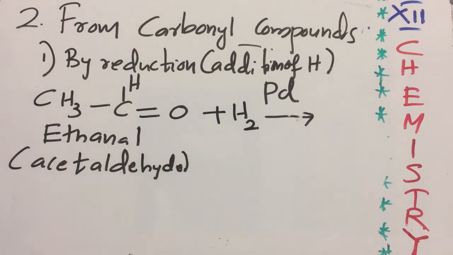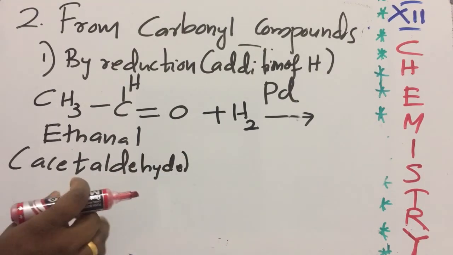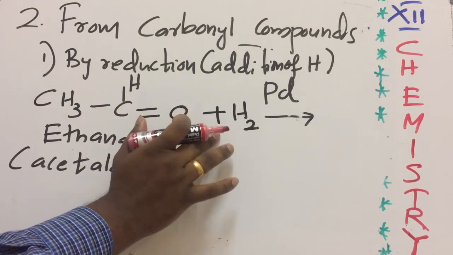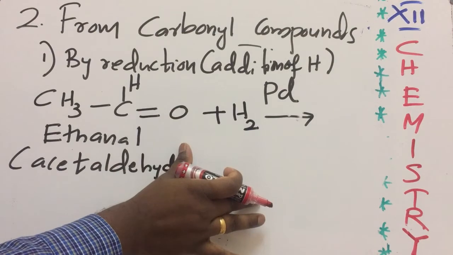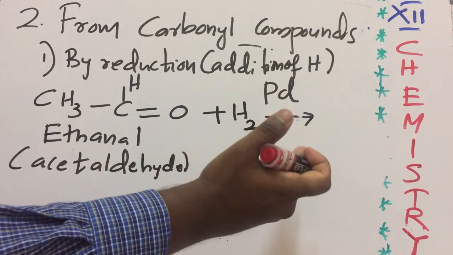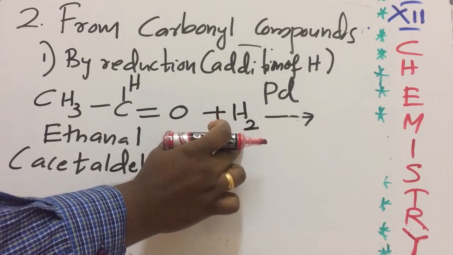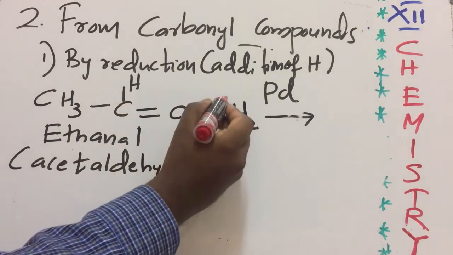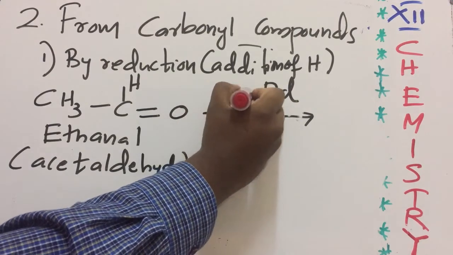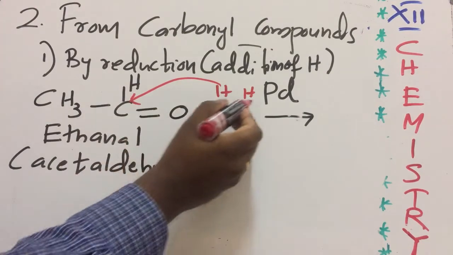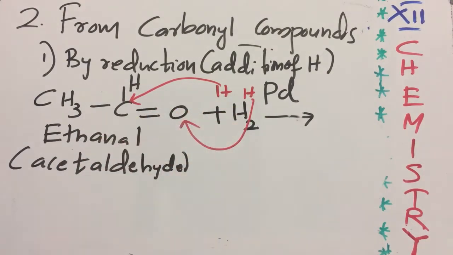And how is the reaction taking place? This is not the actual mechanism, it's a simple trick to get the product. So keep in mind this is not the actual mechanism of the reaction. The actual mechanism is very lengthy and beyond your syllabus, so just learn a short trick to get the product. H2, we can write H, H. One H will add to this carbon, the second H will add to this oxygen.